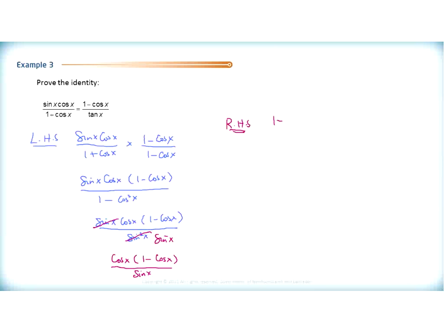The right-hand side of the equation is 1 minus cosine over tan. Now tan is sine over cosine. So let's simplify that. I get 1 minus cosine x divided by sine x over cosine x. Just rewriting it, of course, by taking my division line and rewriting it with a division sign. And now I want to multiply by the conjugate.